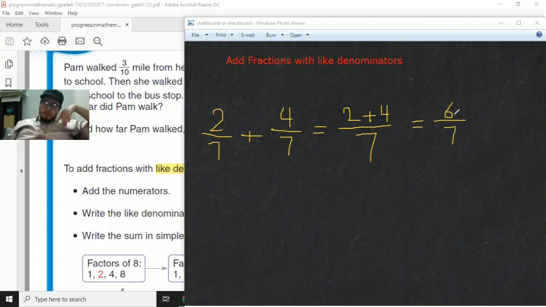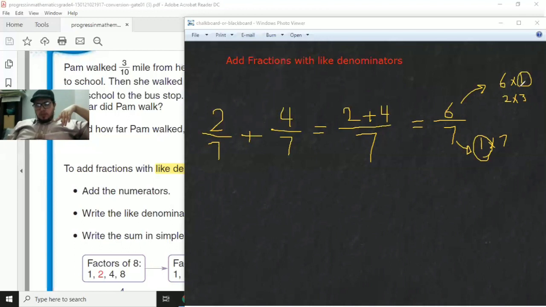So if I want to find the simplest form of 6 over 7, just find the factors of 6. 6 is 1 times 6 and 2 times 3. Also, the factors of 7 are just 1 times 7. So the greatest common factor of 6 and 7 is 1. But 1 is a common factor of all numbers. So 6 over 7 is already in the simplest form. So it will stay as it is.